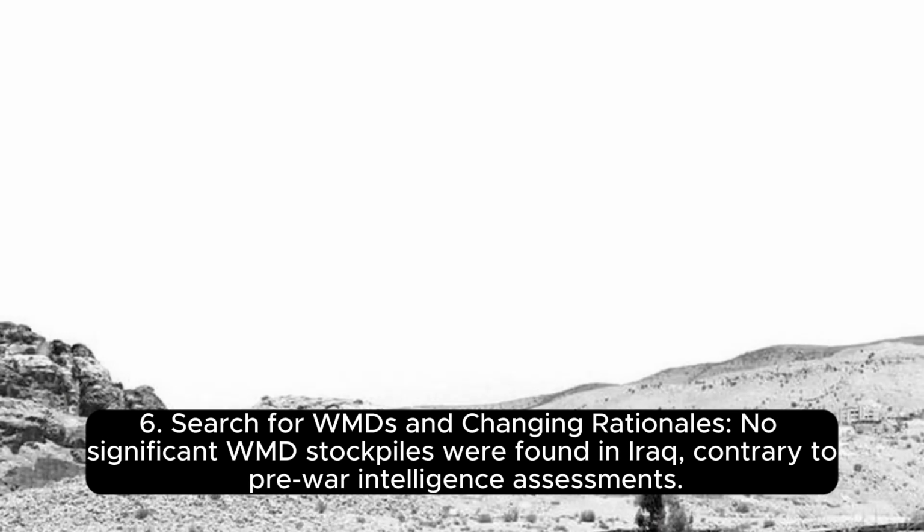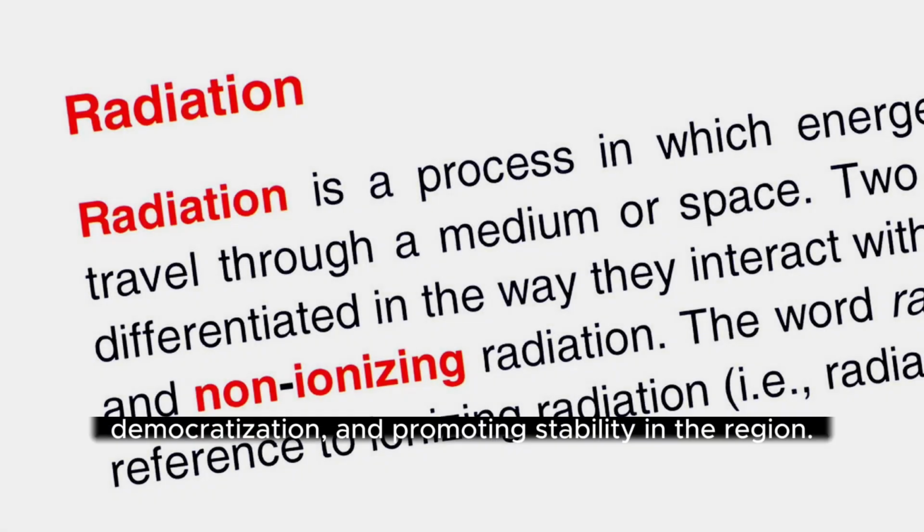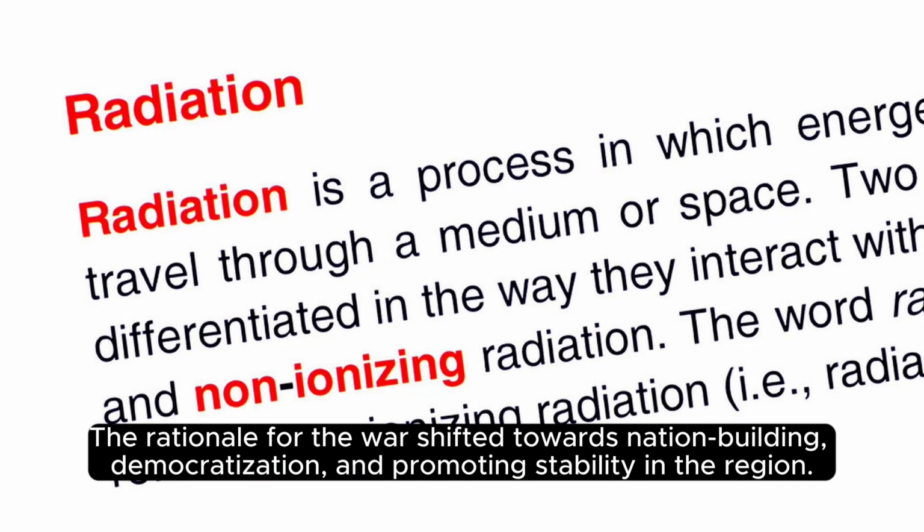6. Search for WMDs and changing rationales. No significant WMD stockpiles were found in Iraq, contrary to pre-war intelligence assessments. The rationale for the war shifted towards nation-building, democratization, and promoting stability in the region.